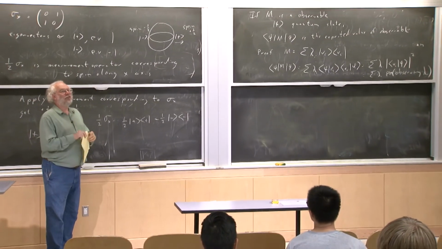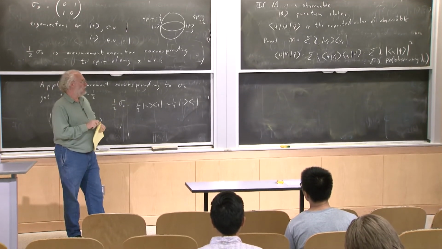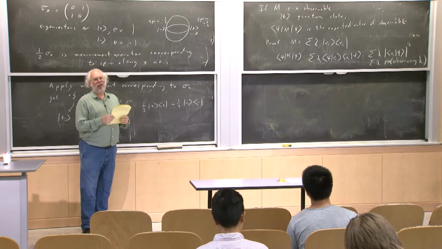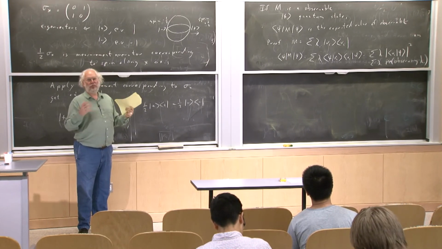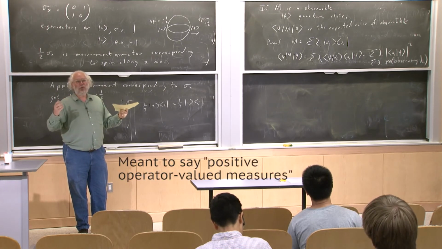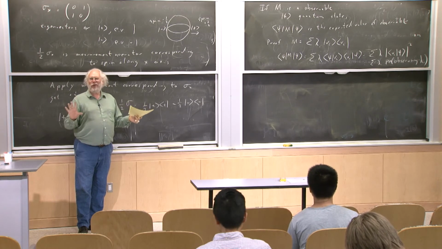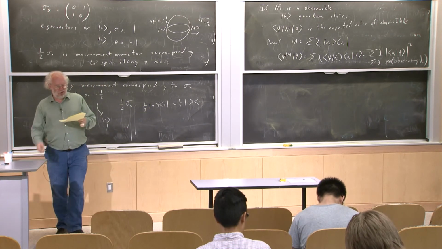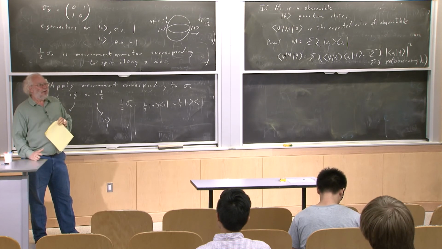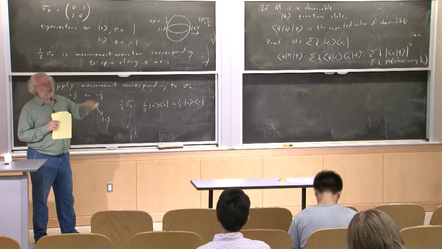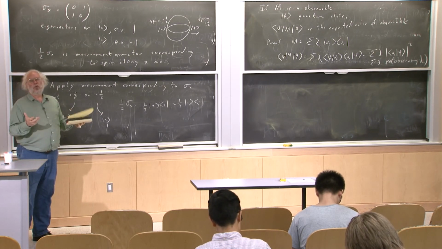So one thing I want to say is that so far we've only talked about something called von Neumann measurement, or projective measurements. And there's a more general class of measurements called positive operator valued measurements, or POVMs. And we are not going to deal with them until later in the course because they're much more confusing than this kind of measurement, and we don't need them until we get to quantum error correction.